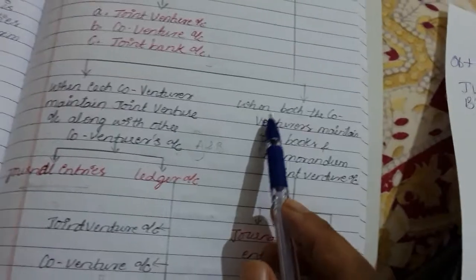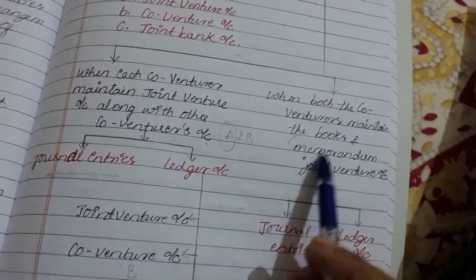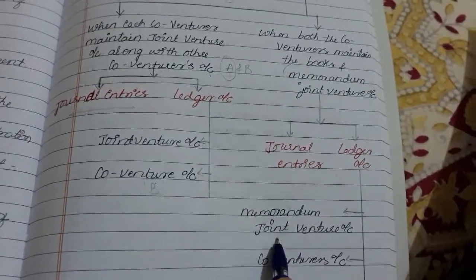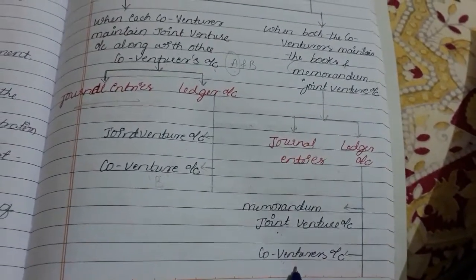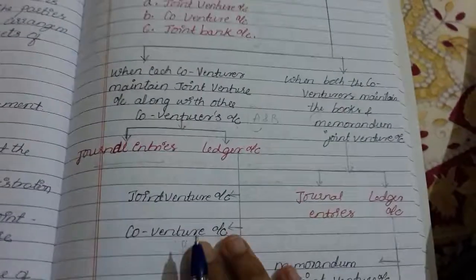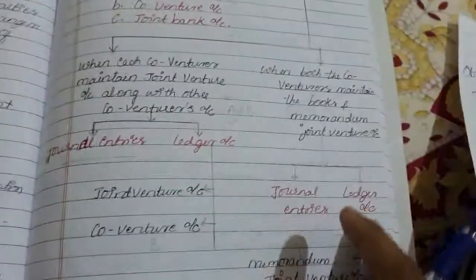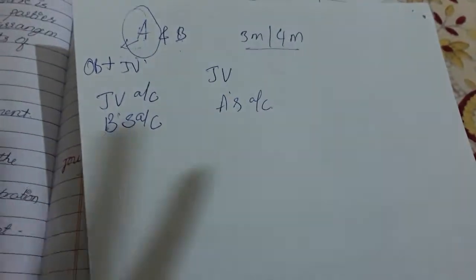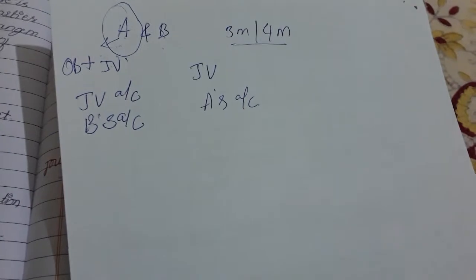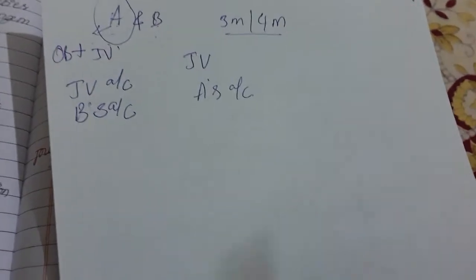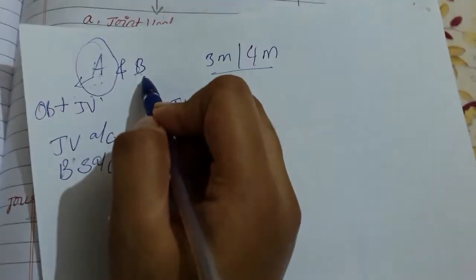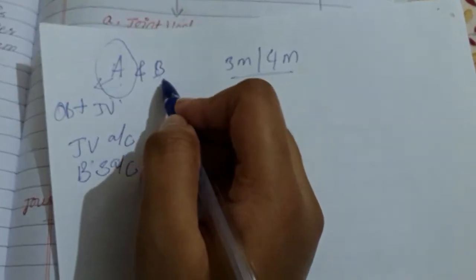On the other side, when both the co-venturers maintain the books of accounts and a memorandum joint venture account, we will be preparing the memorandum joint venture account and the co-venturers account. Both A and B will prepare the memorandum joint venture account along with the joint venture account with B's account. Here, A will write joint venture account with B. B will write B's account with A, joint venture account with A.